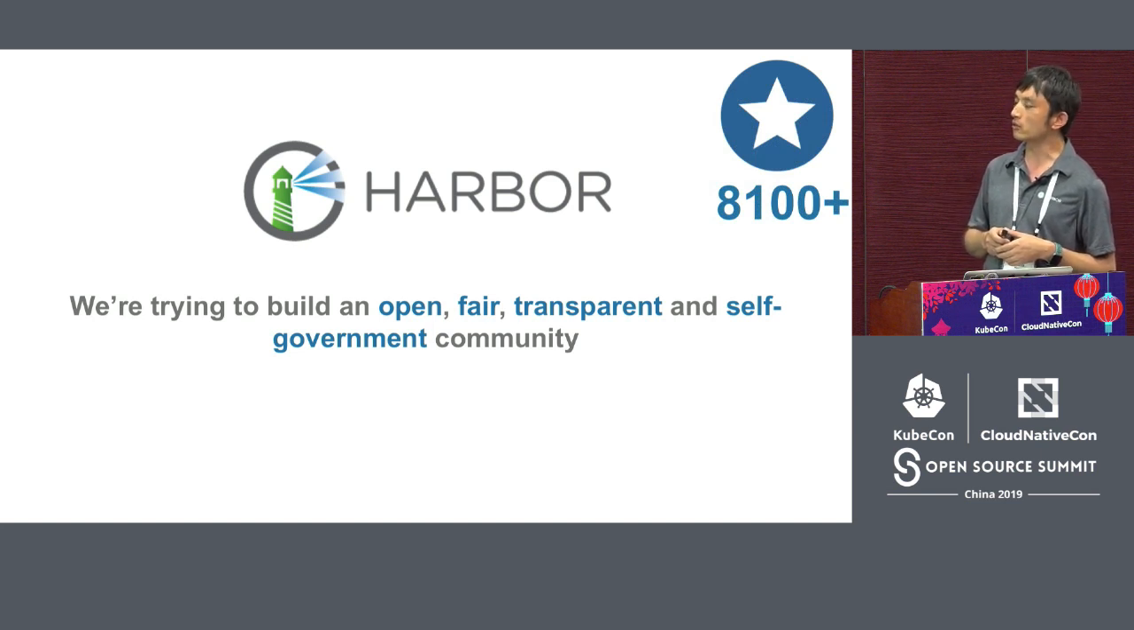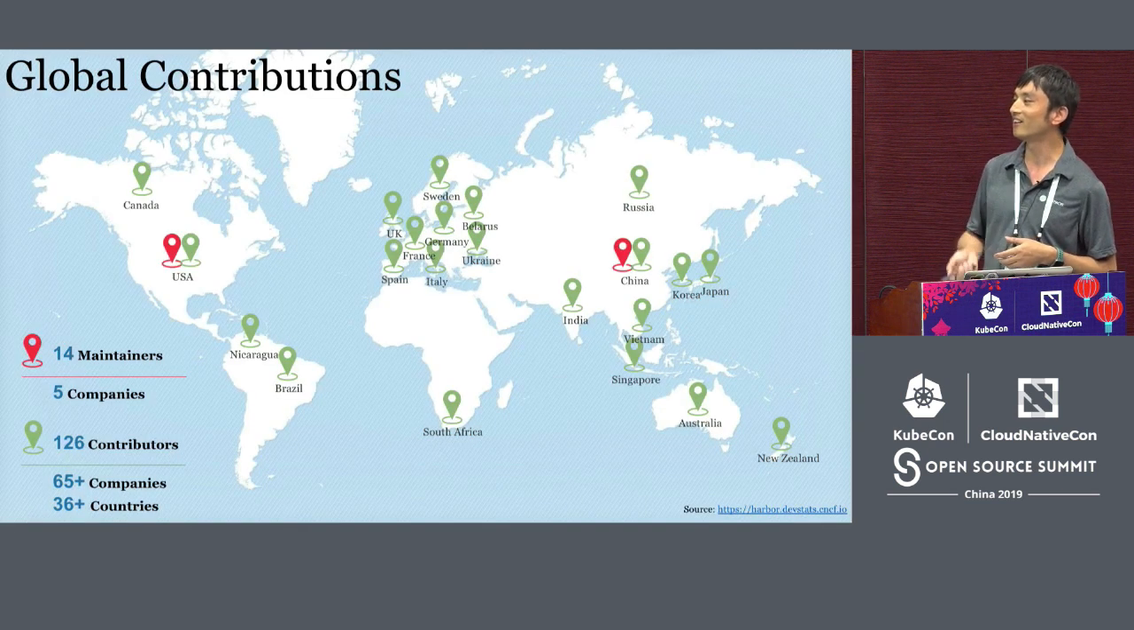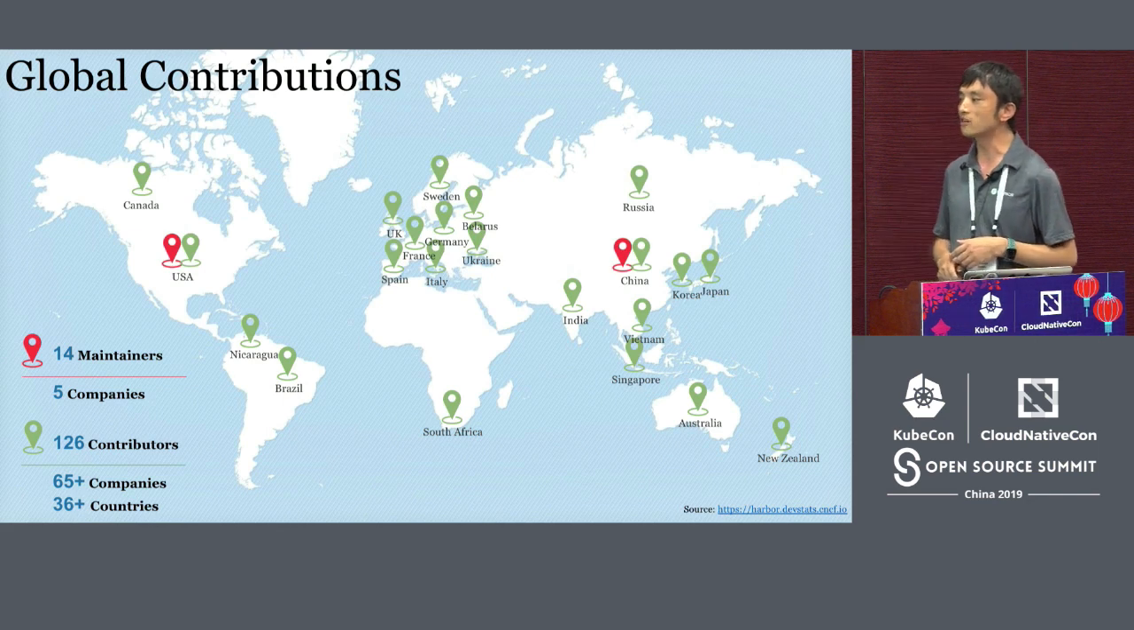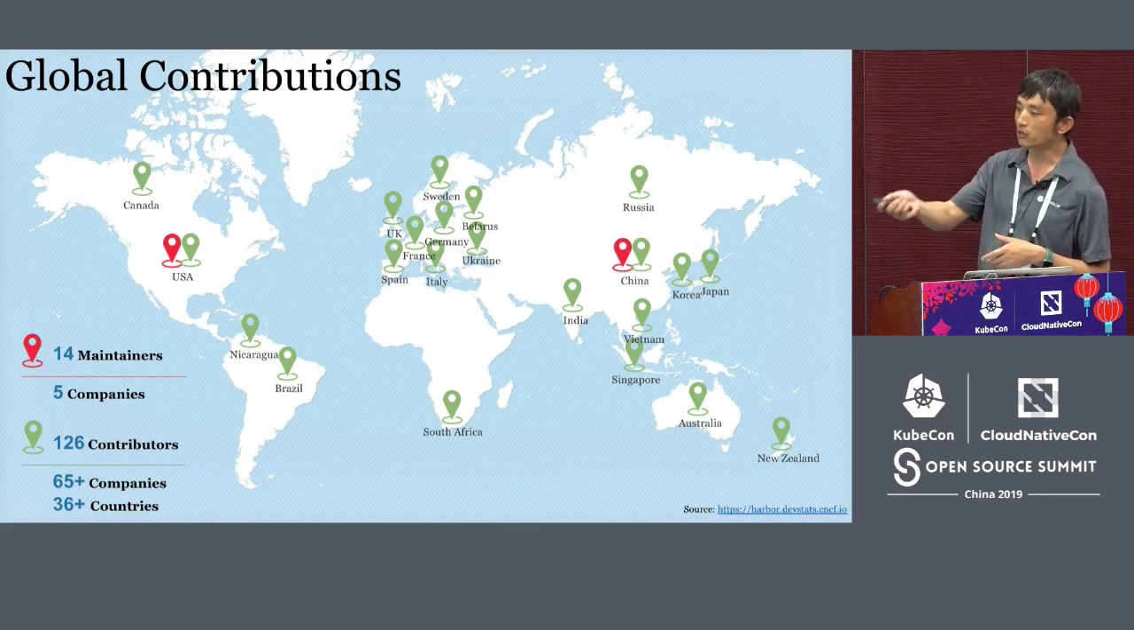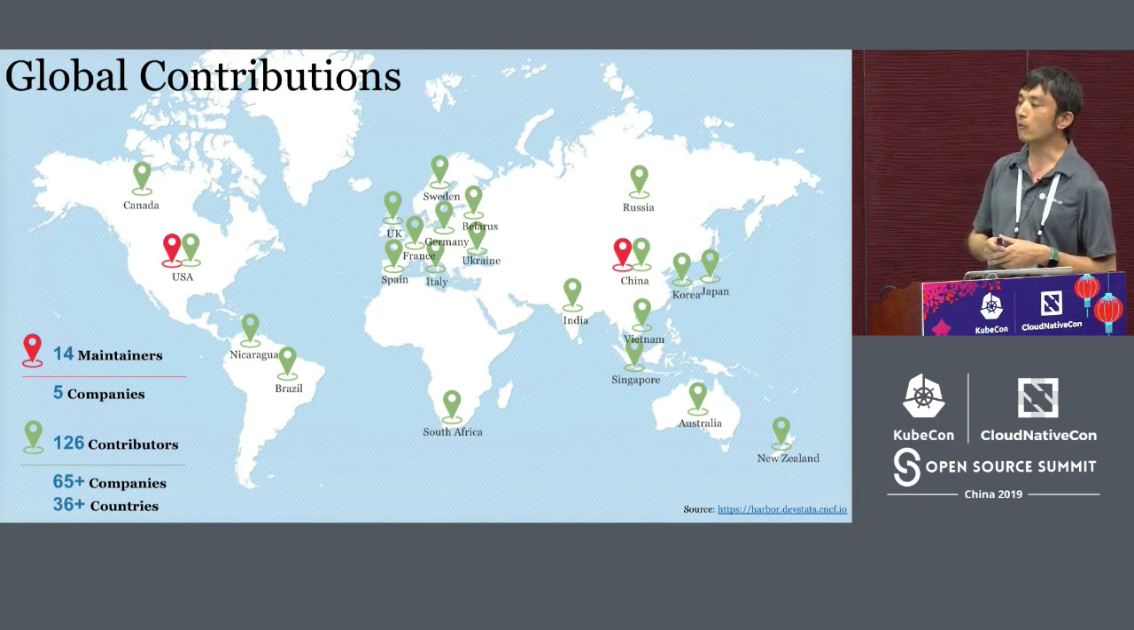Currently, on GitHub, we have over 8,200 stars, which has proven that Harbor is an open and fair community and is a popular community. Although the Harbor project itself originated from China, currently it is already going out of China. It has become a global project. So you can see that our contributors come from 65 companies and 36 countries. We have 126 contributors right now.